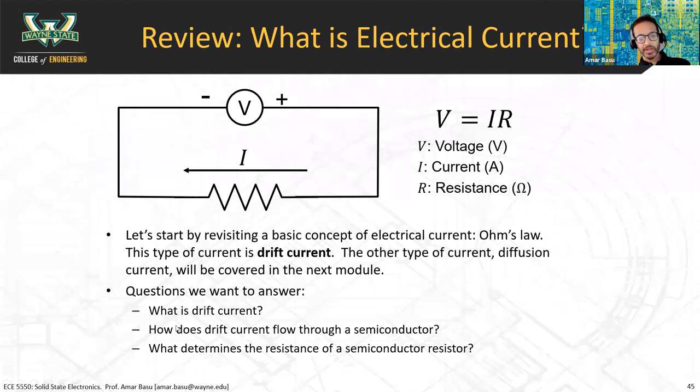The things we want to answer are, first of all, what is drift current from a very physical model? How does drift current flow through a semiconductor, and what determines the resistance of a semiconductor resistor? It's the most basic element. The first element we talked about is a semiconductor resistor. The second element is a semiconductor diode. And then the third element is the MOSFET.